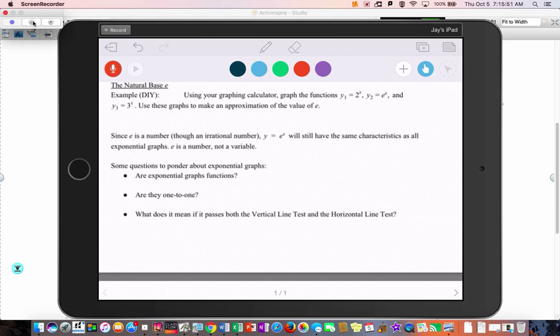Now we're doing natural base e. So e is a symbol that we use in math. Similar to pi, it has its own symbol. So we're going to take a look at what this number is, and we're going to try to find an approximation for e. So use your graphing calculator, graph 2 to the x, e to the x, and 3 to the x, and use the graphs to make an approximation.